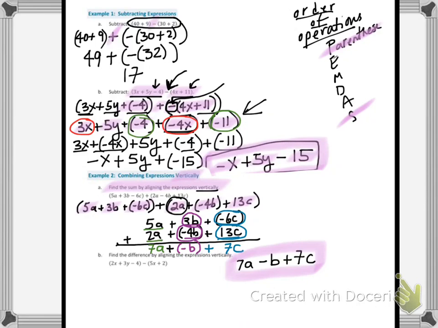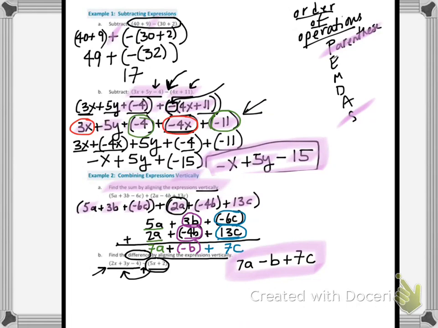Now we're talking difference. We were talking sum before. And again, by lining the expressions up vertically, it's really important, of course, that you are doing 2x plus 3y minus 4 minus the 5x plus 2. So, this expression needs to be on top because you're taking this away from that. Very, very important because you can see now how we can't move that around.